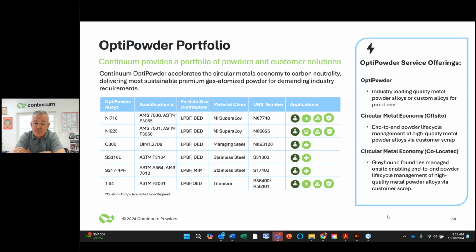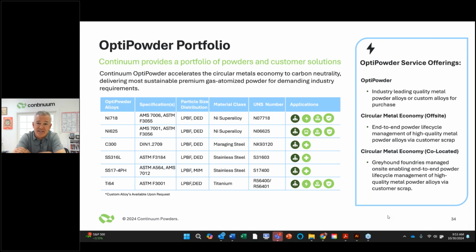So the first is just what we call OptiPowder. That is our portfolio of solutions, including custom solutions through partnerships like Elementum. That is us just participating day to day in the metal powders industry, in this case as a provider that provides a sustainable version of that powder.